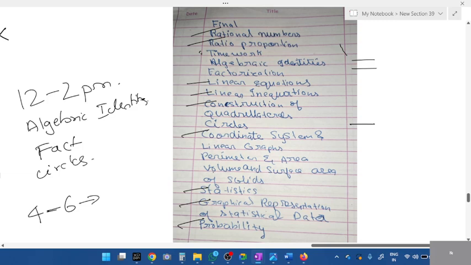Perimeter, area, volume. Okay, or volume. The volume will be tough. Perimeter and area, and time and work. Perimeter area, time and work.